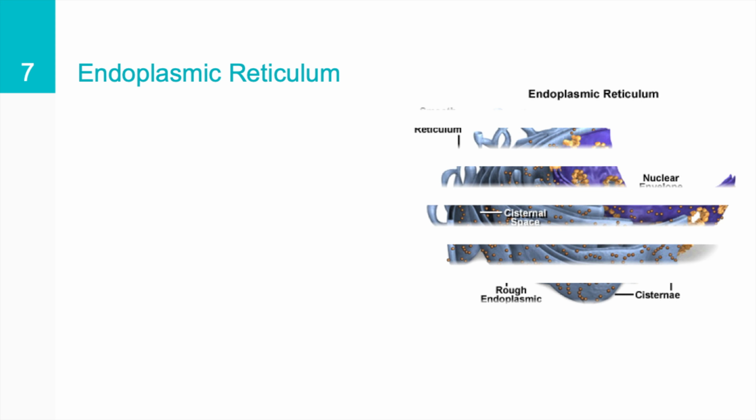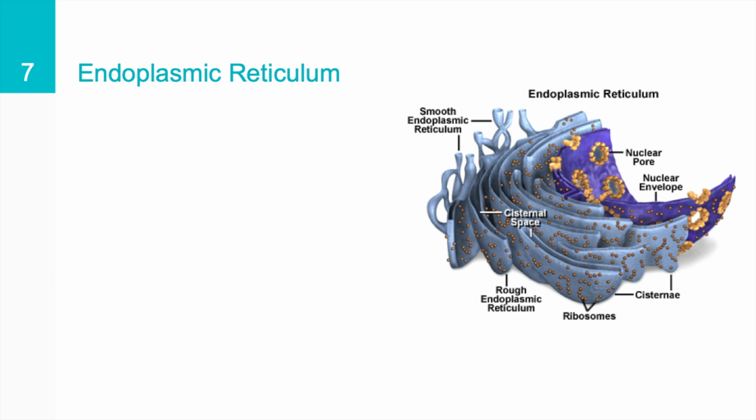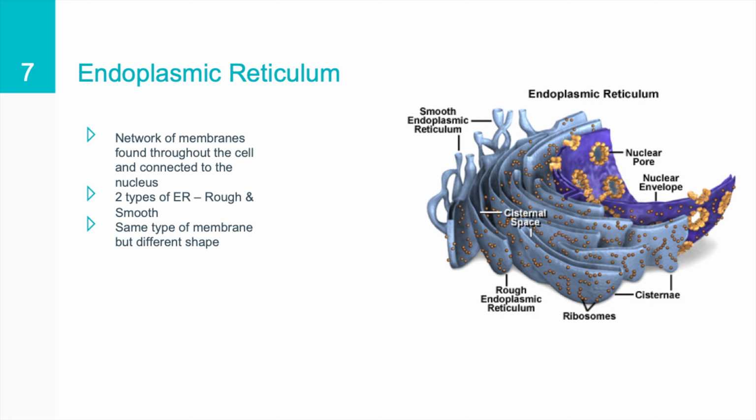The endoplasmic reticulum is a network of membranes found throughout the cell and is connected to the nucleus. The membranes are slightly different from cell to cell, and a cell's function determines the size and the structure of its endoplasmic reticulum. Some cells do not need an endoplasmic reticulum, such as red blood cells, while cells that synthesize and release a lot of proteins will need a large amount of endoplasmic reticulum.